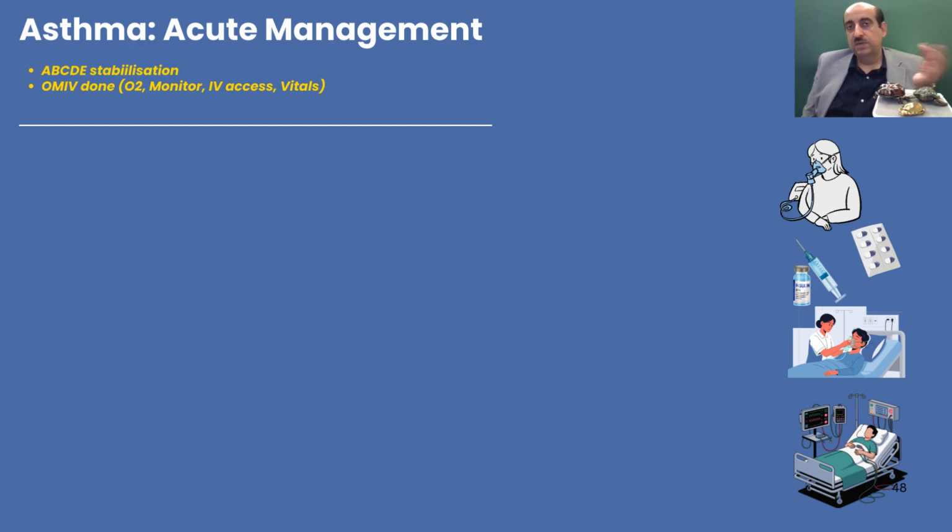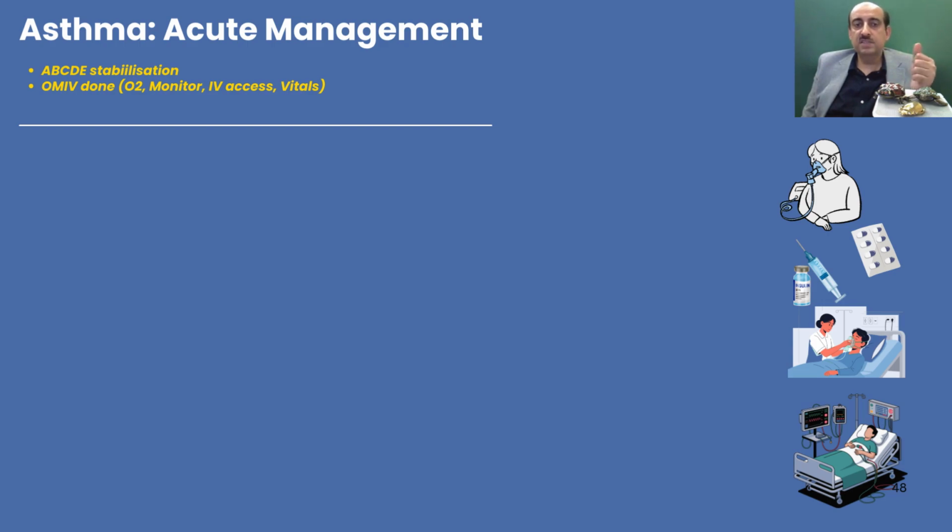Oral steroids, prednisolone, a short course, 30 to 40 milligrams, or up to 50 milligrams depending upon the patient's body habitus, for up to 5 days, or sometimes up to 7 days if really needed, but 5 days should be more than enough. And oxygen as needed, titrated to SATs of 94 to 98%.